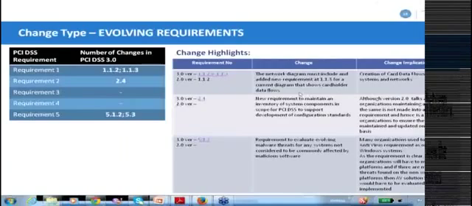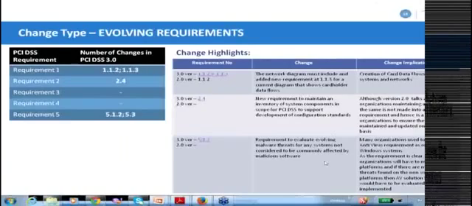Then there are no new requirements or additions in requirements 3 and 4 of the standard, apart from the clarifications that they have brought, which we have discussed in the slides before. Coming down to requirement 5, this is what I had also shared before.